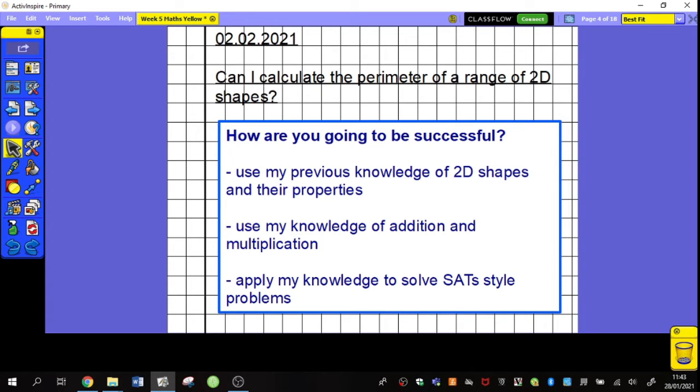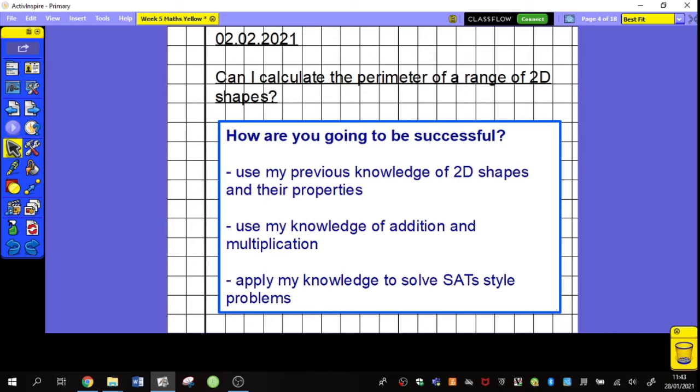Today we're going to be calculating the perimeter of a range of 2D shapes. This might feel like it doesn't quite fit into your addition and subtraction unit that you're doing at the moment, but just hold fire, it will work. How are you going to be successful today?